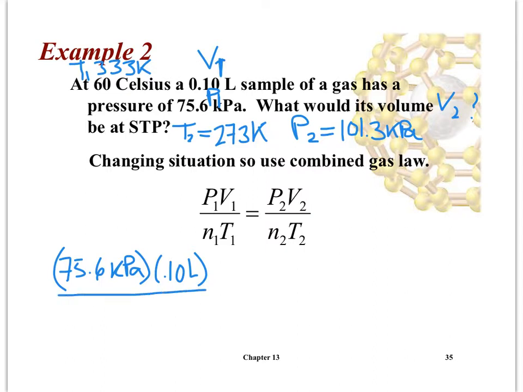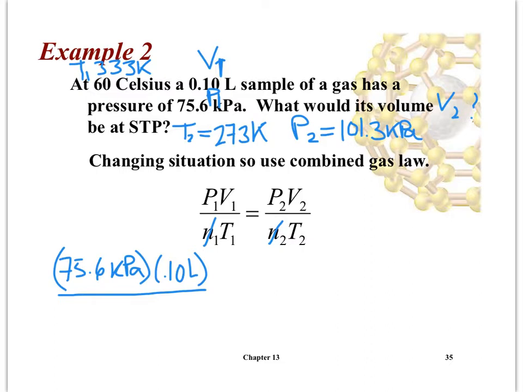N1 is not given to me. It doesn't give me anything about amount. Now, it says that that sample of gas is changing its temperature and pressure and volume, but it's the same sample of gas, so that means my amount is the same. When your amount is the same, or when anything is the same on both sides of the equation, you can cross those out. So because my amount is the same, N1 and N2 can cross out. Same thing if my temperatures were the same, I can cross them out, or if my pressures were the same, I can cross them out.